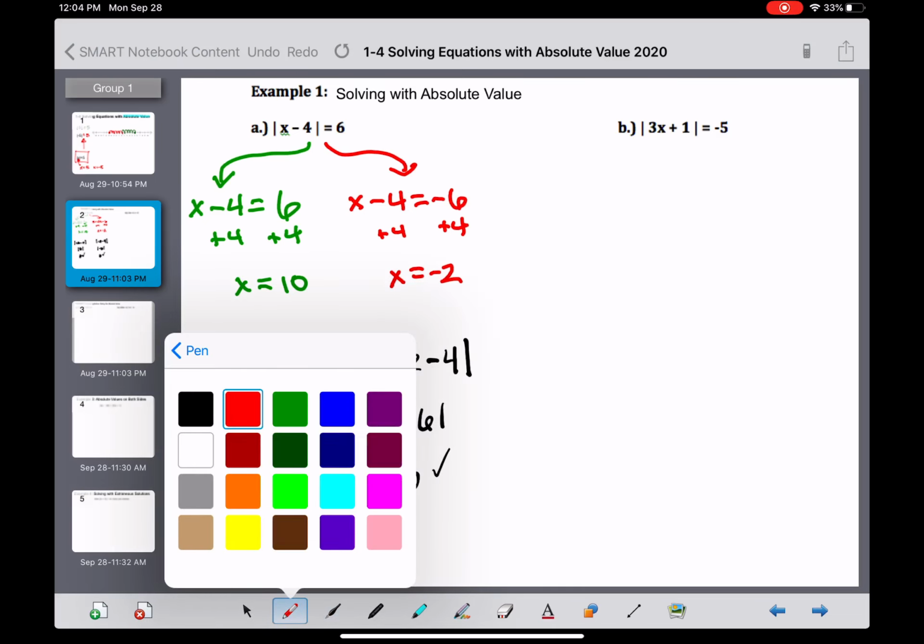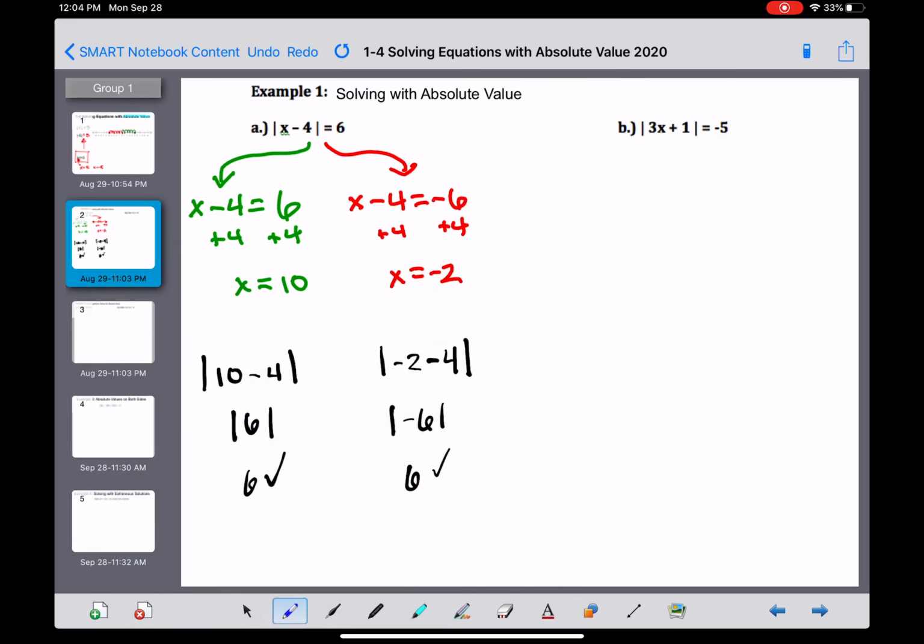Even with absolute value, there are special cases. So if I'm taking the absolute value of 3x plus 1, and they want to know when it is going to equal negative 5, no matter what number I plug in for x, whether it's positive or negative, I'm going to take the absolute value at the end. Once I take the absolute value, I'm always going to have a positive answer. Therefore, I can never get negative 5, and our solution is no solution.